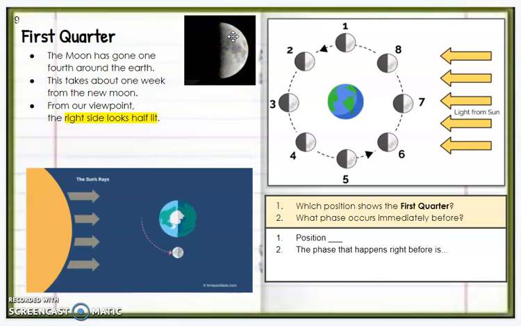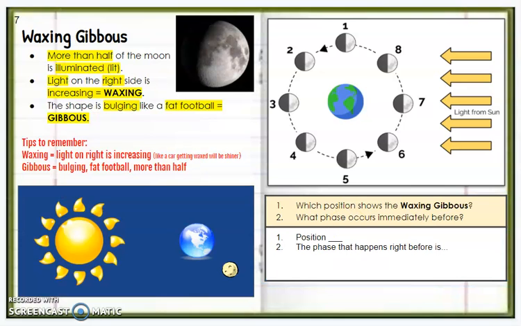Now, which position shows the first quarter? And what phase occurred immediately before? So remember, we started new moon near the sun. Then as it slowly moved counterclockwise, we saw a little bit of light during the waxing crescent. Now we're going to see half the light at the first quarter. So in position 1. And then the phase right before that is the waxing crescent.